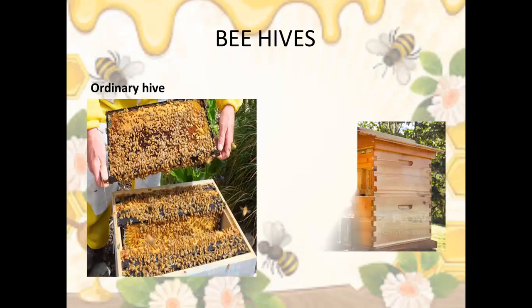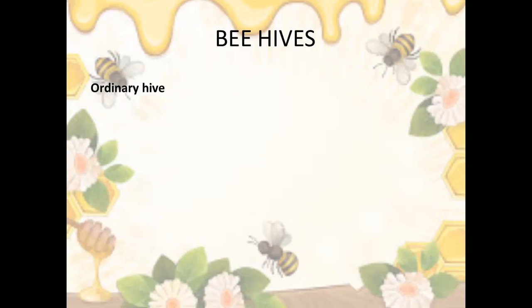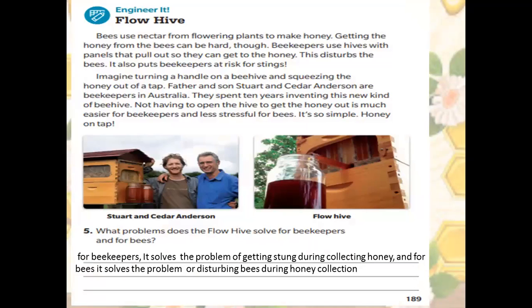They engineered, or improved, the ordinary hive to this flow hive with a tap. You just open the tap and get honey in the jars without disturbing the bees, without killing the bees, and without getting any stings. On page 189, you can find the story. They tried to make collecting honey much easier for the beekeepers and less stressful for the bees.